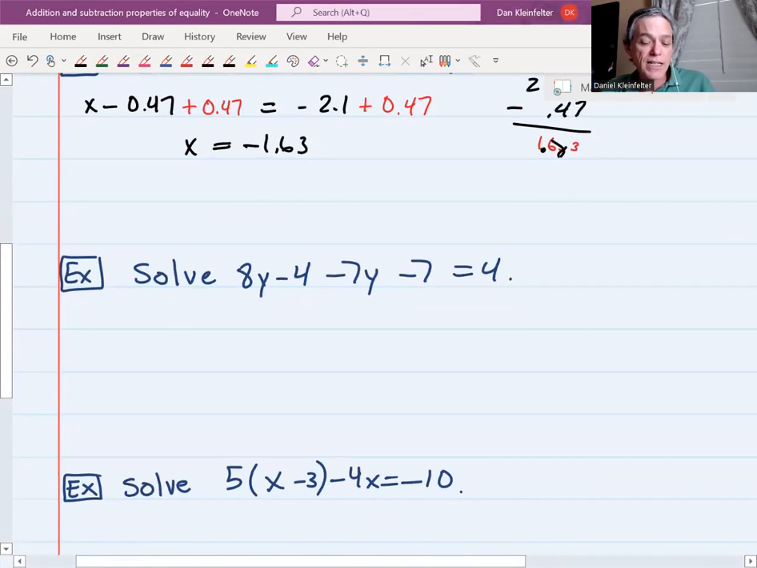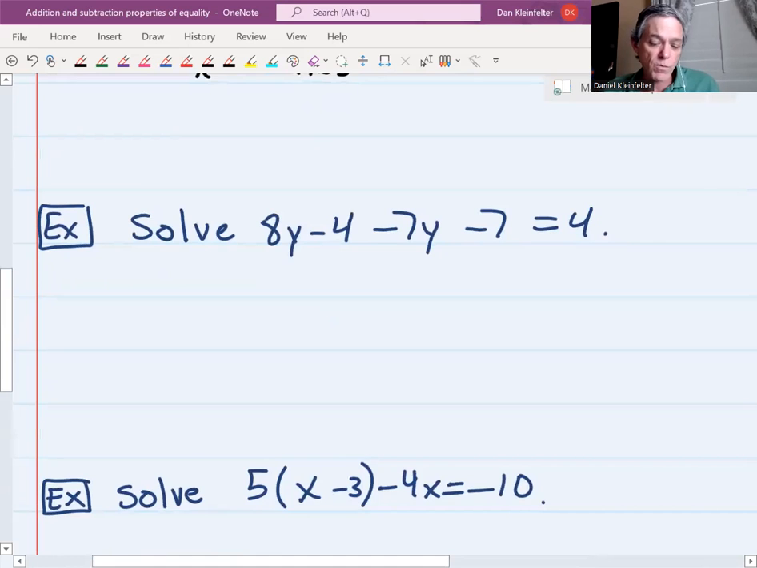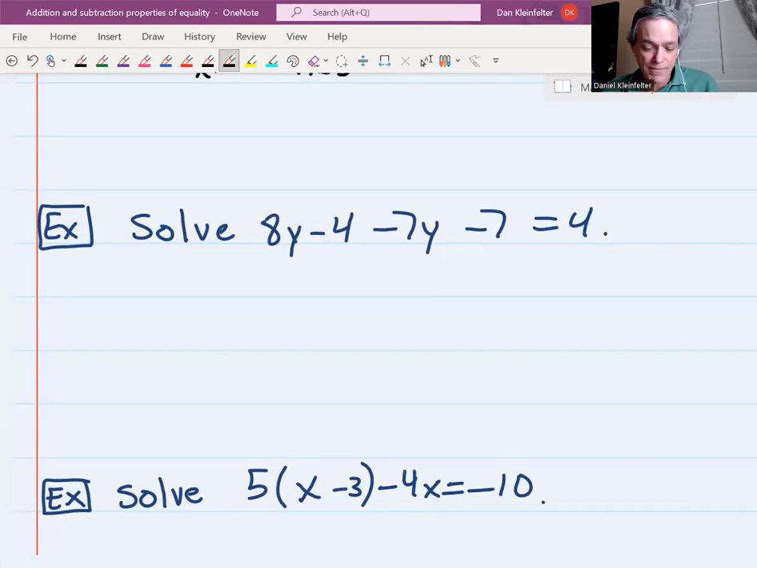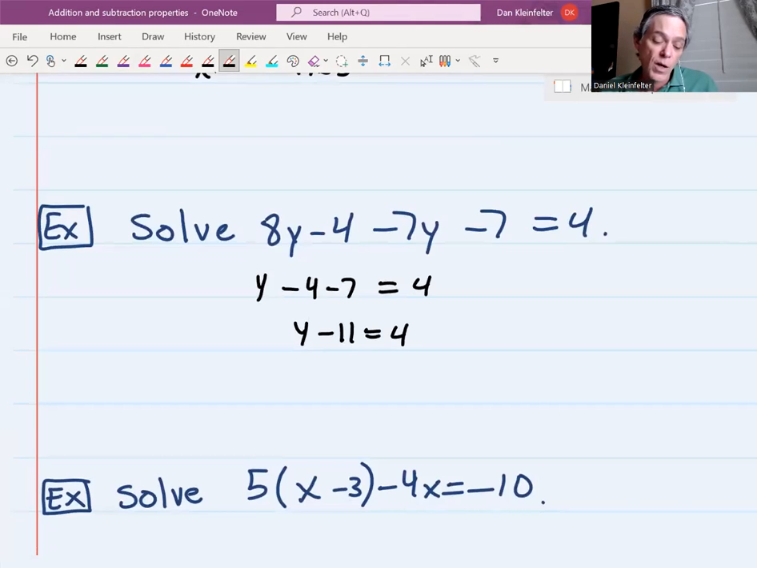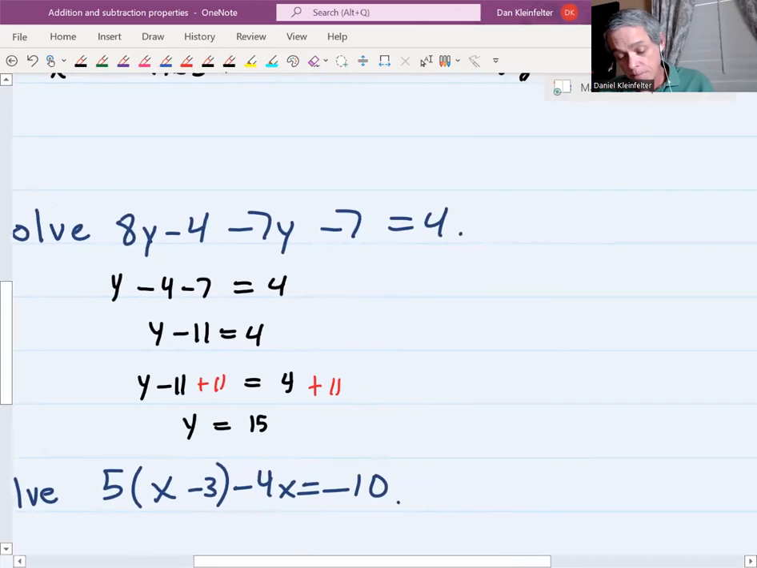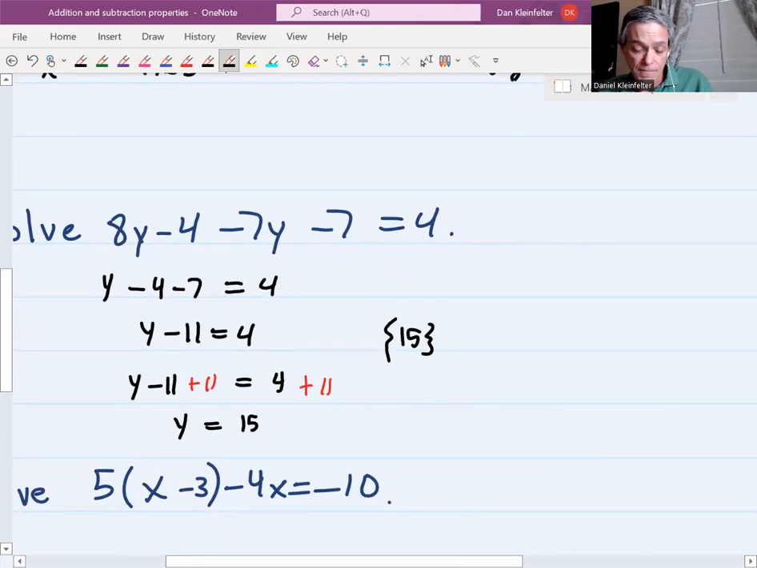Okay, in this next one, we need to do a little bit of simplification first. So we'll begin by simplifying by combining like terms, and then we'll take any needed steps. So here I can see 8y minus 7y will be a single y. And then y minus 4 minus 7 is the same as y minus 11. Okay, so now we have y minus 11. We're going to want the y all alone, so we will add 11 to both sides. And that will give us y on the left side and 15 on the right side. So our solution here is just the 15.